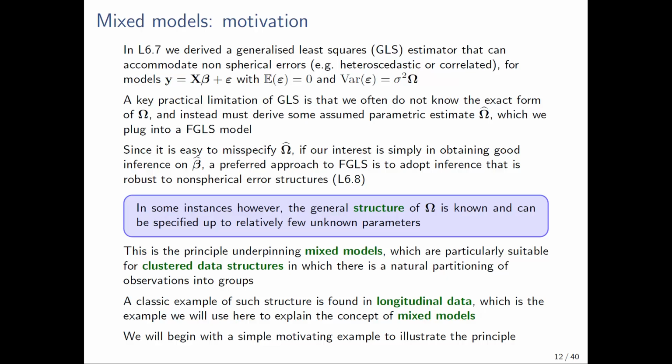Now the key practical limitation of GLS is that we often don't know the exact form of omega, and instead we must derive some assumed parametric estimate which we plug into the FGLS model. And of course, since it's easy to misspecify that estimate, we said in section 6.8 of the lecture that if our interest is simply in obtaining good inference on beta, a preferred approach is possibly robust inference.